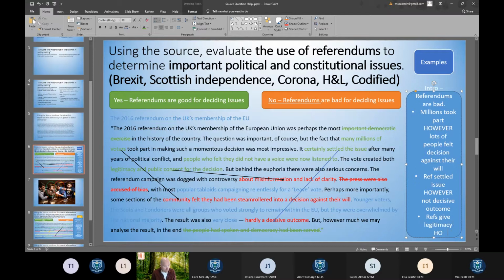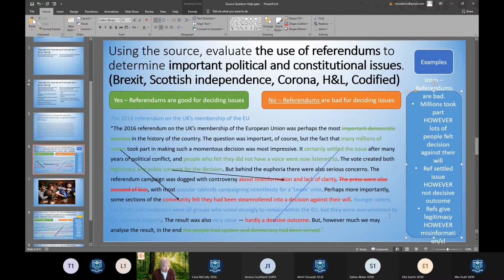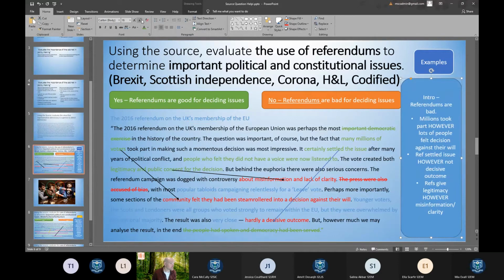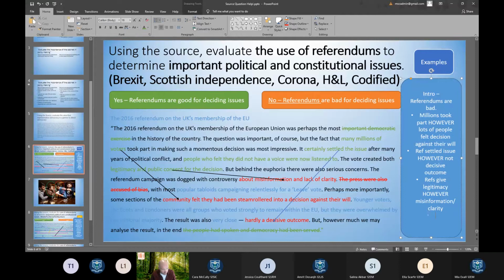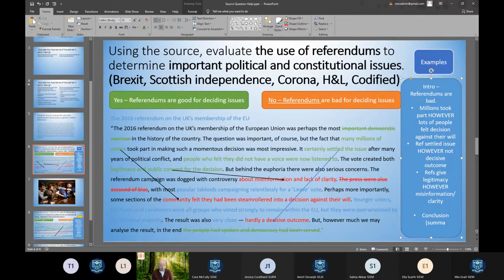However, what's on the other side of my line here? Misinformation, lack of clarity. Let's make this box a bit bigger. And then my conclusion will summarize what I've put together.